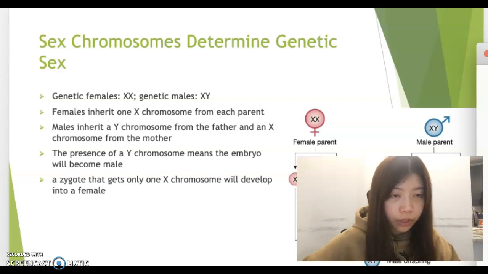If sex chromosomes are abnormally distributed at fertilization, the presence or absence of a Y chromosome determines whether development proceeds along male or female lines. The presence of a Y chromosome means that the embryo will become male, even if the zygote also has multiple X chromosomes. In the absence of the Y chromosome, an embryo will develop into a female.